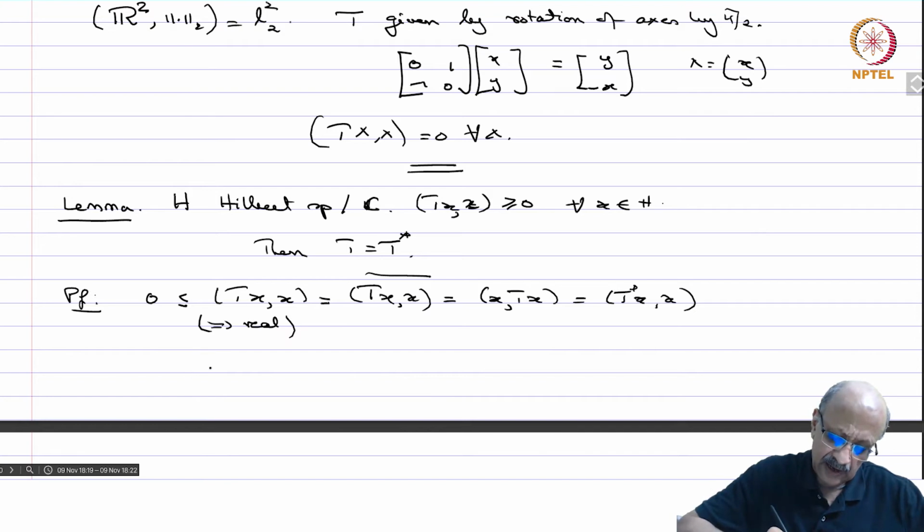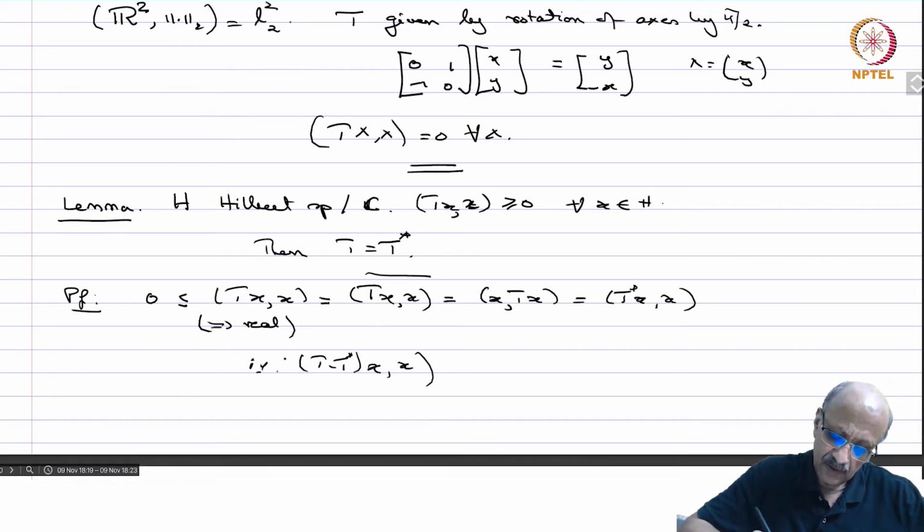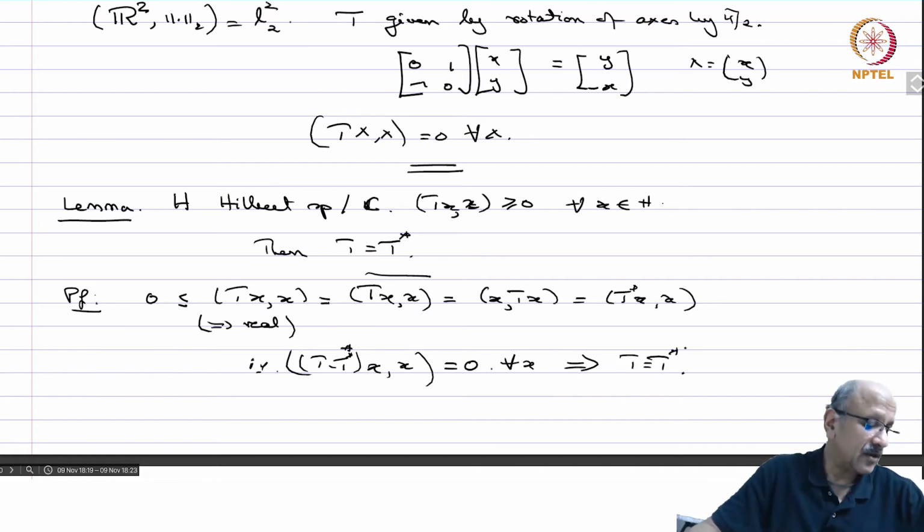So we get that ⟨Tx, x⟩ is equal to ⟨T*x, x⟩, that is, ⟨(T − T*)x, x⟩ is equal to 0 for all x. So this means, by the previous proposition, that T equals T*. Okay, so that is the proof.